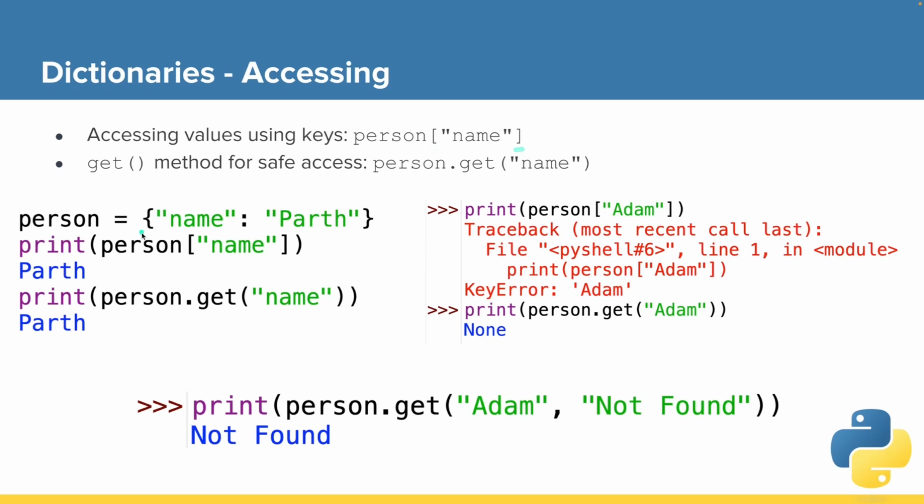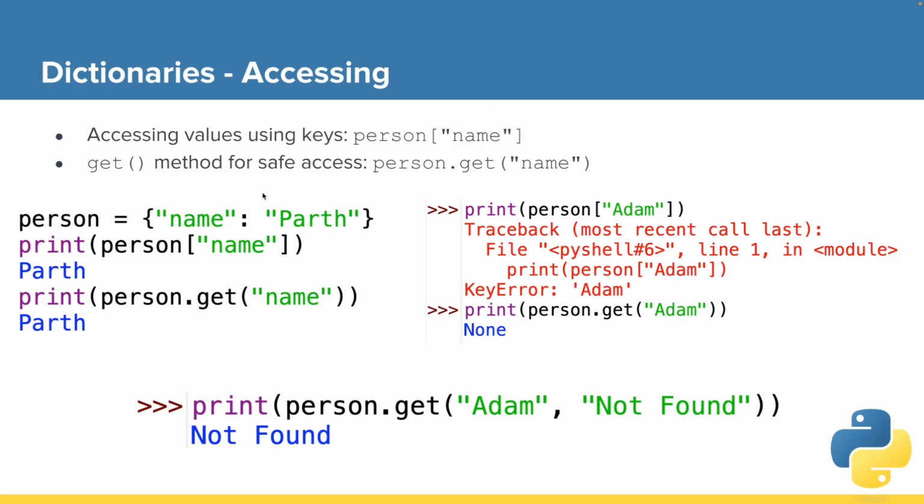When we're creating a dictionary, we use curly brackets. When we're accessing dictionary values, we use square brackets. So we have the variable of our dictionary, square brackets, and then the name of the key. In this instance, the name of the key is a string called name.